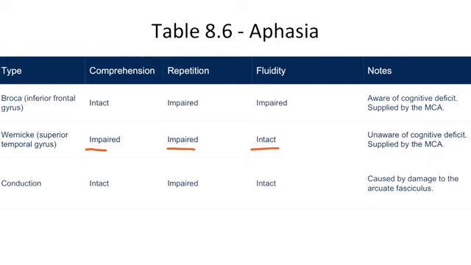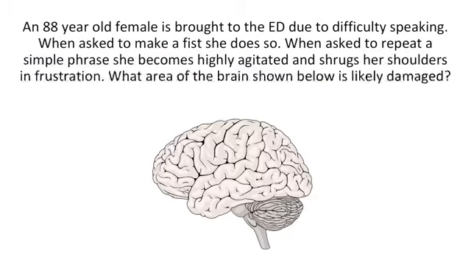Okay, let's do one more question. An 88-year-old female is brought to the emergency department due to difficulty speaking. When asked to make a fist, she does so. When asked to repeat a simple phrase, she becomes highly agitated and shrugs her shoulders in frustration. What area of the brain shown below is likely damaged?